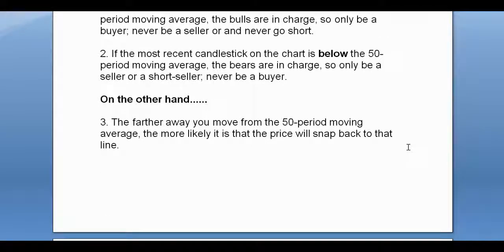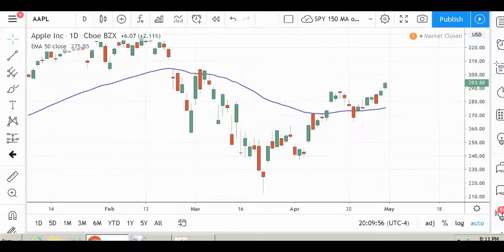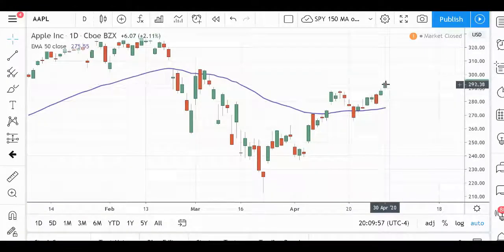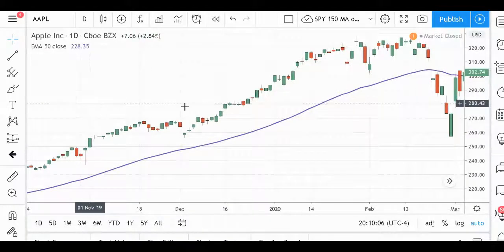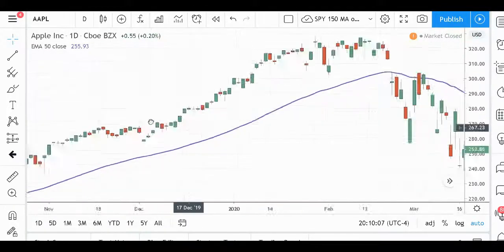On the other hand, there are always two sides to every story, right? On the other hand, the farther away you move from the 50-period moving average, the more likely it is that the price will snap back to that line. That's an interesting concept. So yes, when it's above the line, according to this method, you don't want to be a seller, you want to be a buyer. But when it gets really, really far above the line, so let's take a look.